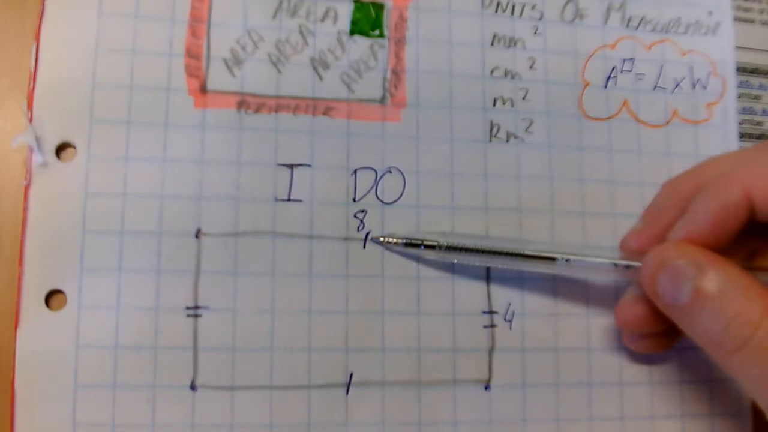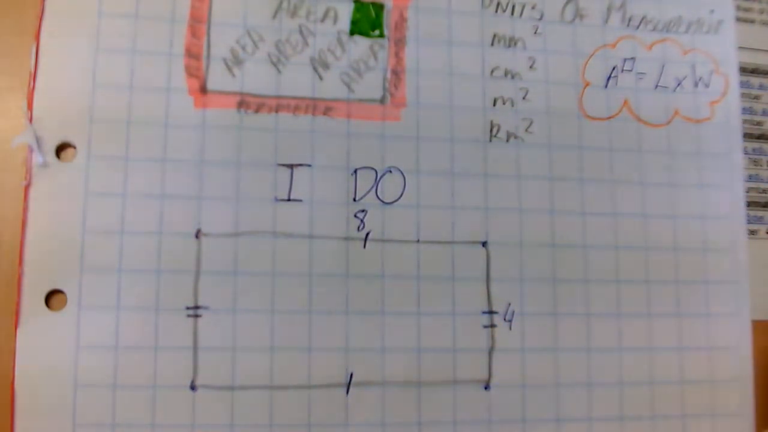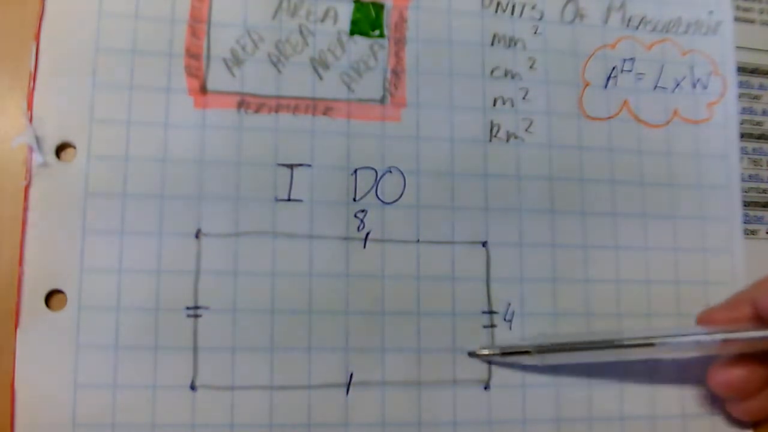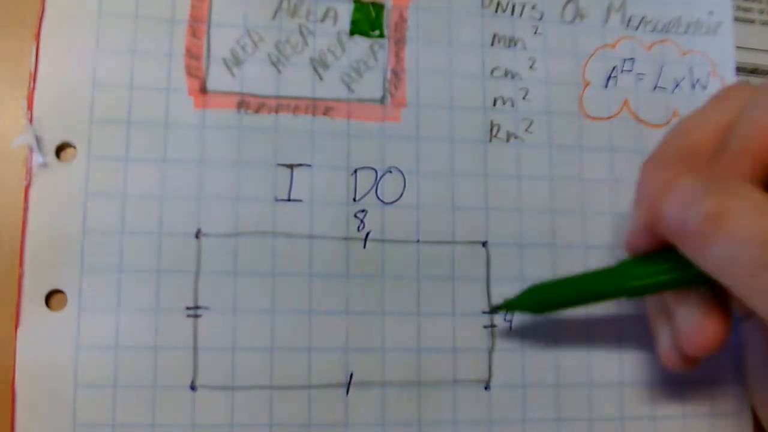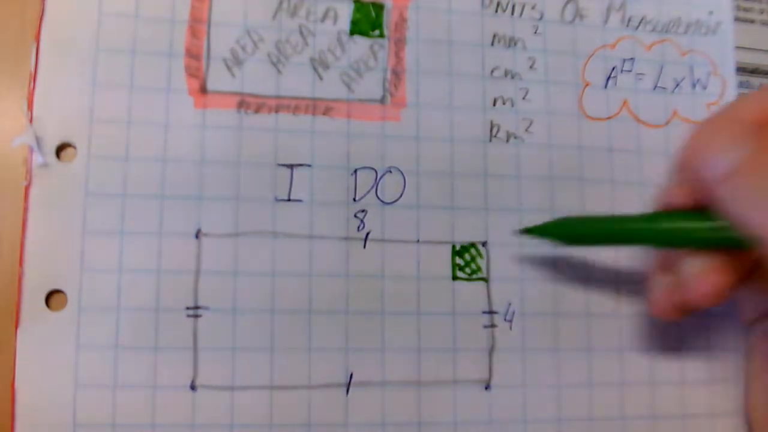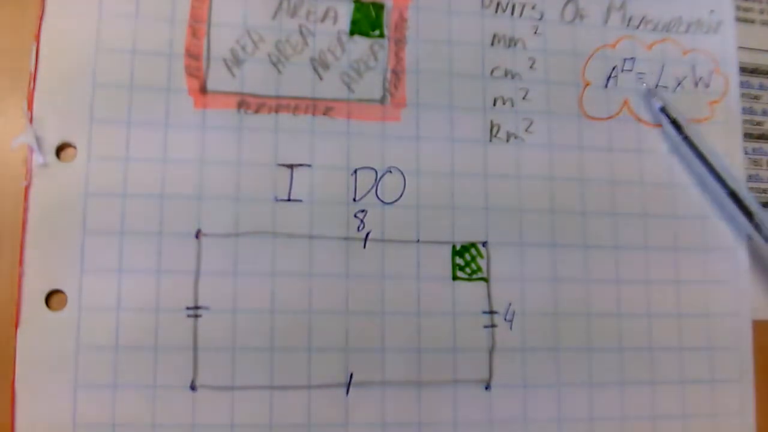So when we're working out the area of a rectangle, it's really easy. The area of a rectangle, like drawing a little rectangle, is length times width. Here's my length, 8, my width, 4. We want to work out how many square units make up the area of this particular rectangle. So I'm going to use my formula, which is just up here. Area equals length times width.